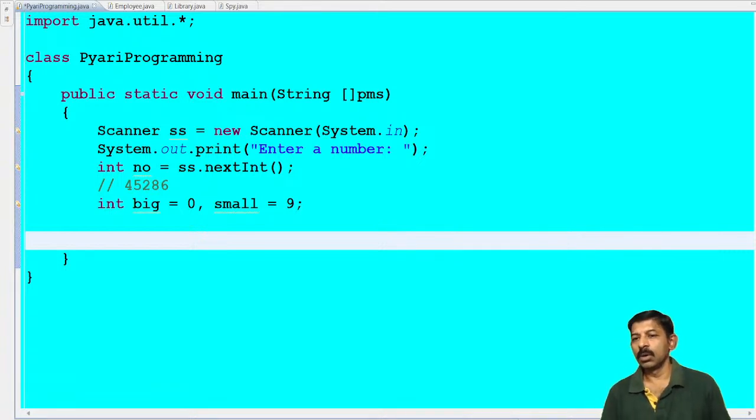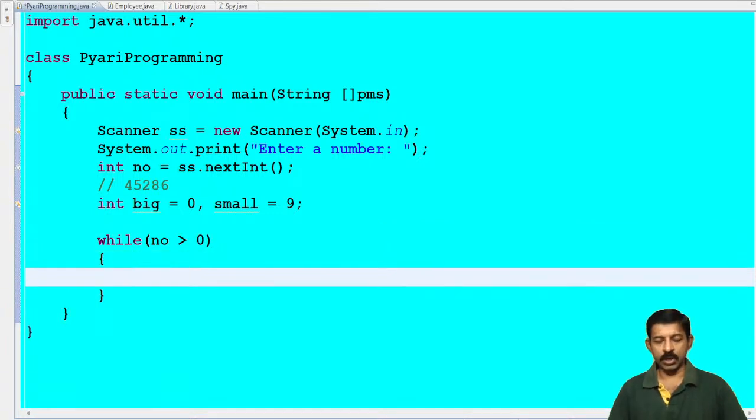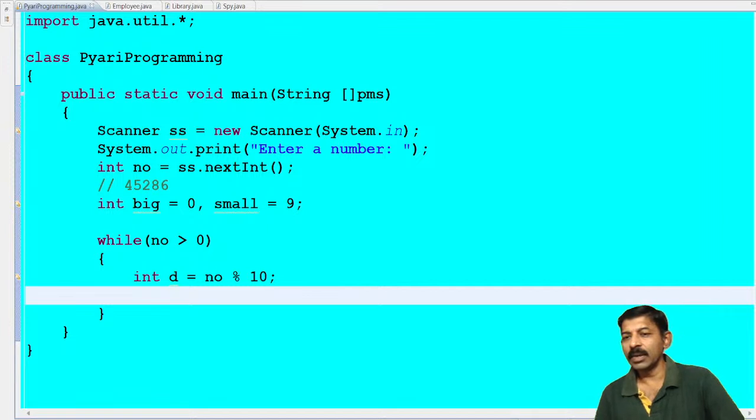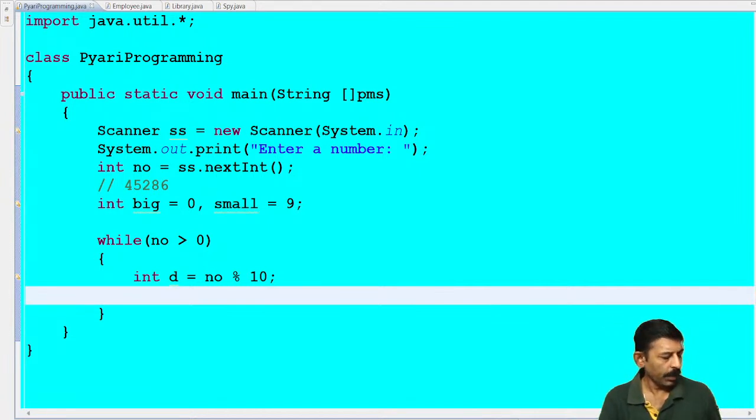While part. Good. So I will say while number is greater than 0, I will apply the digit logic. I will say int d is equal to no modulus 10. I will get the digit. Once I get the digit, it is not saying use if, it is saying max. Apply the max method to get the biggest digit. Yes, how will we apply max now?